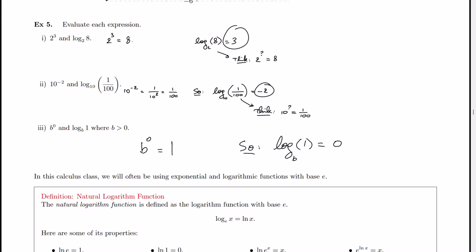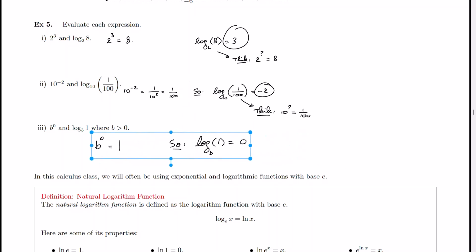And why is that? Because I have to think like this: what power do I give the b to make it a 1 at the end? The power I have to give to the b has to be the power 0, and that turns out to be the answer that we write. So this, by the way, is a formula. That last problem that we just did is actually one of the properties of logarithms, so it's kind of helpful to remember it and memorize it. Log base b of 1 is always equal to 0, no matter what the base is.